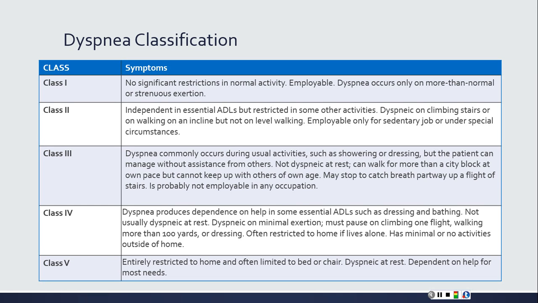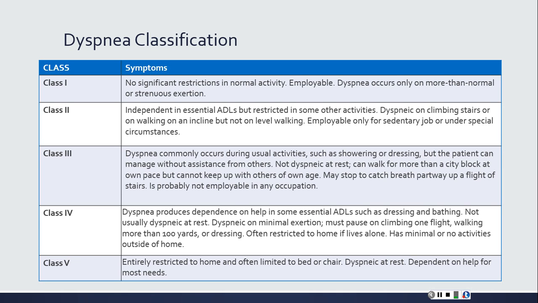Class 1, you have normal activity, no restrictions, everything's fine. Dyspnea only occurs with more than normal or strenuous exertion. I'm hoping I'm still in class 1, and when I run around the building, just a little bit of discomfort, a little bit of shortness of breath. Class 2 is when you're moving into independent and essential ADLs, or restricted in some activities. Dyspneic on climbing stairs or walking on an incline, but not on level walking. Kind of scares me, because the other day the elevator was out and I had to walk up 3 flights of stairs, and it wasn't fun. Hopefully I'm not moving into class 2. I need to start working out, I guess.